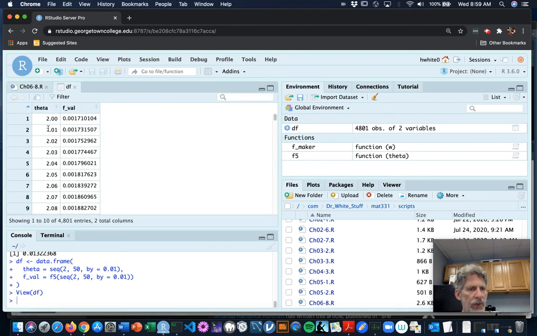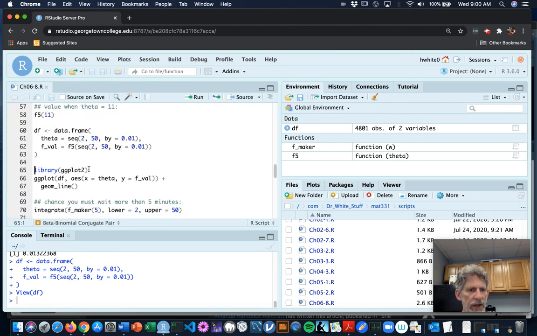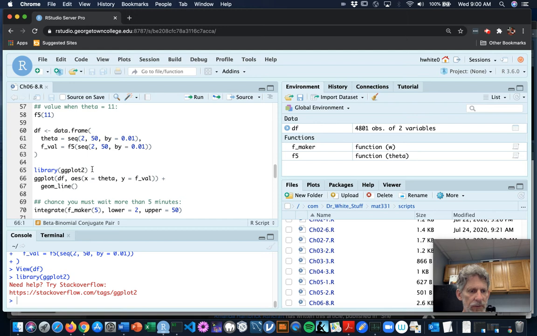So for example, when theta is 2.01, e to the minus 5 over 2.01 is this little number here. That's what this data frame is telling us. Next, I make sure I've got ggplot2 attached. And then I make a little line graph.